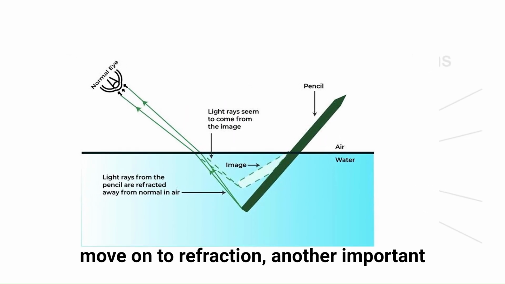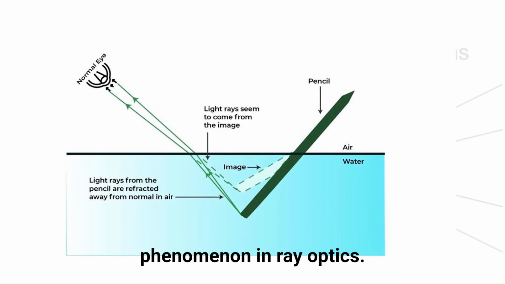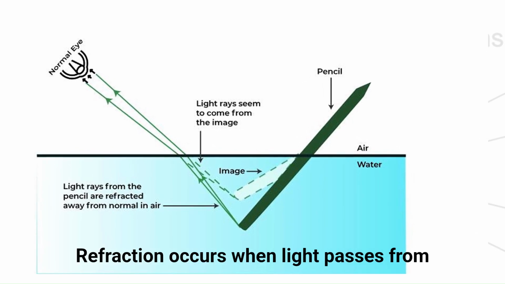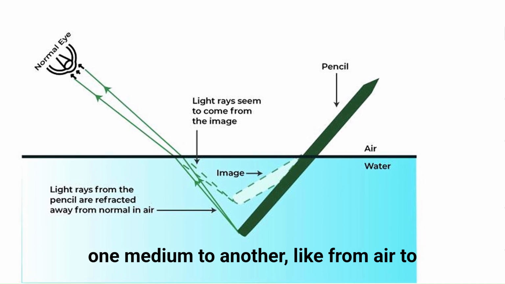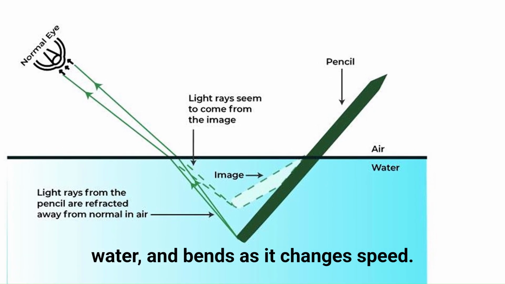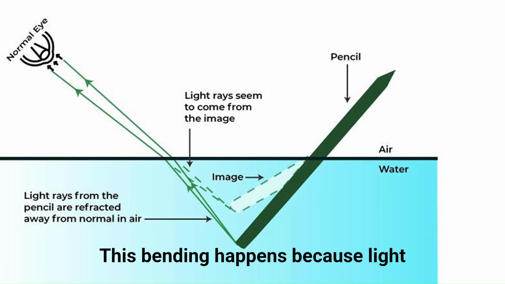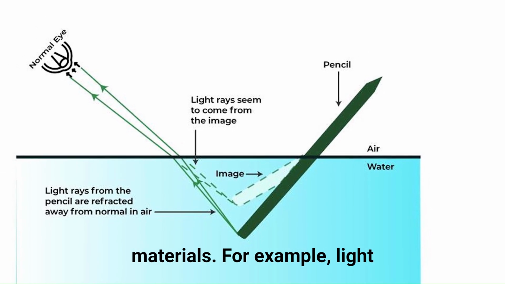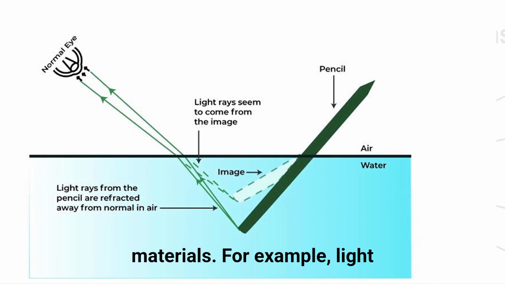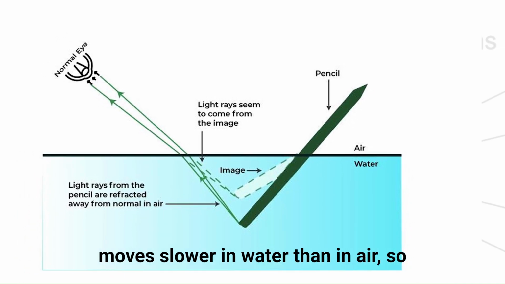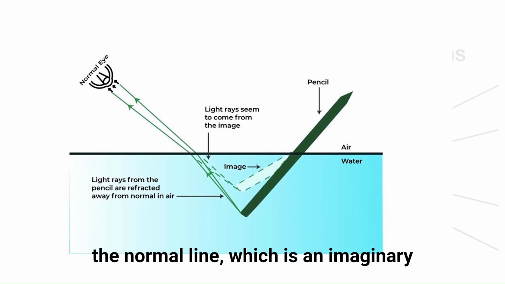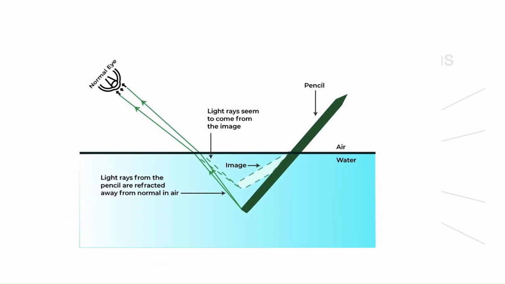Now, let's move on to refraction, another important phenomenon in ray optics. Refraction occurs when light passes from one medium to another, like from air to water, and bends as it changes speed. This bending happens because light travels at different speeds in different materials. For example, light moves slower in water than in air, so when light enters water, it bends towards the normal line, which is an imaginary line perpendicular to the surface.